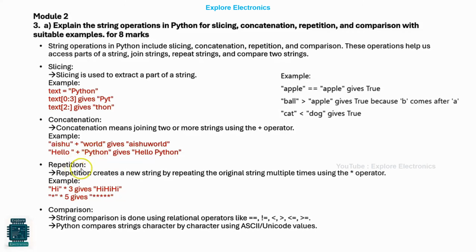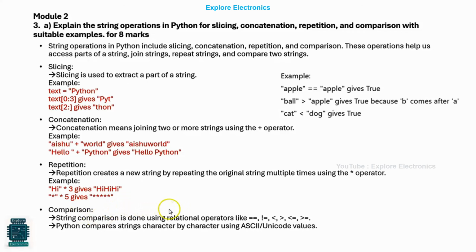In case of repetition, it creates a new string by repeating the original string multiple times using the multiply operator. Let us see how exactly. "Hi" into 3 gives hihihi without any blank space. Here I am using the multiply operator itself, and with 5 it will repeat the same string 5 times. Clear with the repetition? If I specify how many times I want to repeat, it will give that.